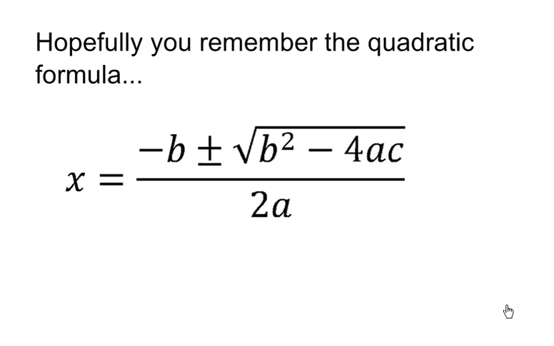So hopefully you remember the quadratic formula. Negative b plus or minus the square root of b squared minus 4ac all over 2a. You may remember the video of my kids singing the song to you. Hopefully you remember it from there. If not, we'll sing it in class.